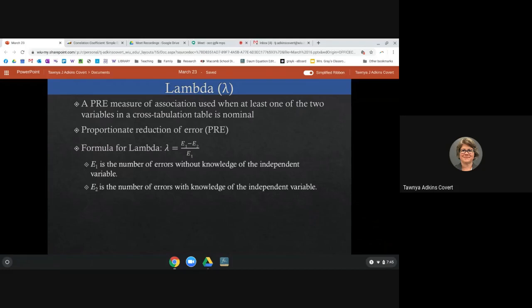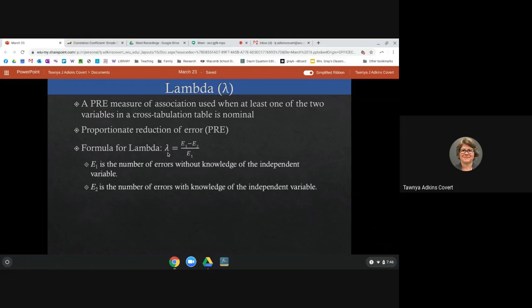And as we move along, we're going to find some more flexible and more powerful statistics. But Lambda is a nice PRE measure. The formula for lambda might look a little bit familiar because it looks a little bit like our calculation of chi-square. I'll talk through why that is.